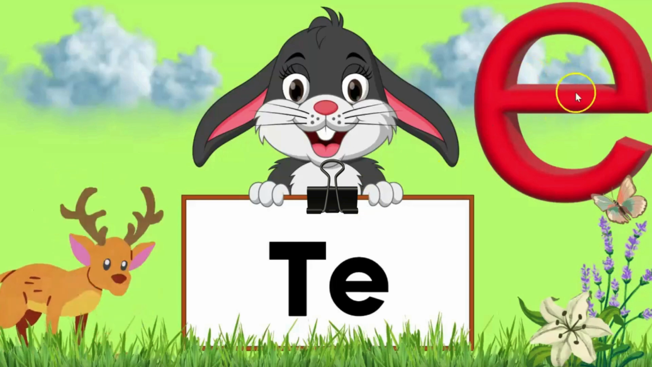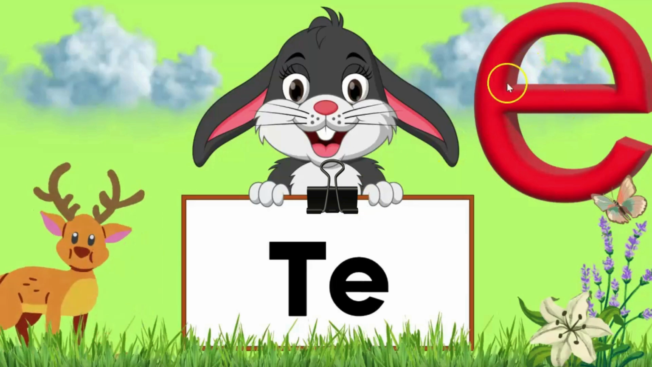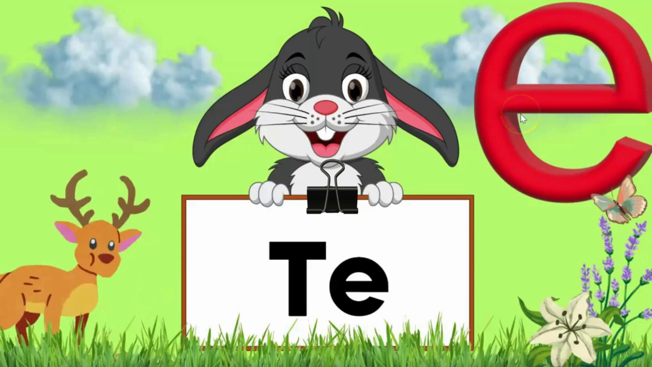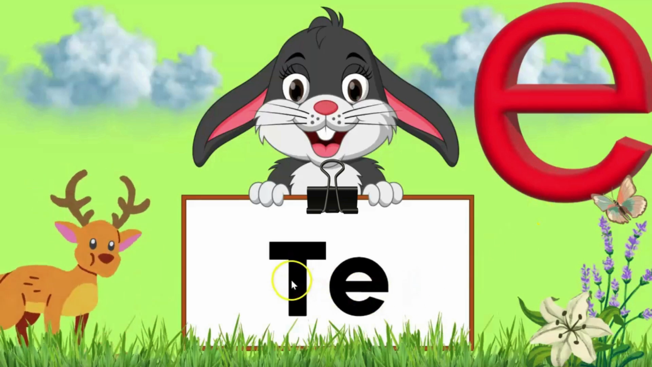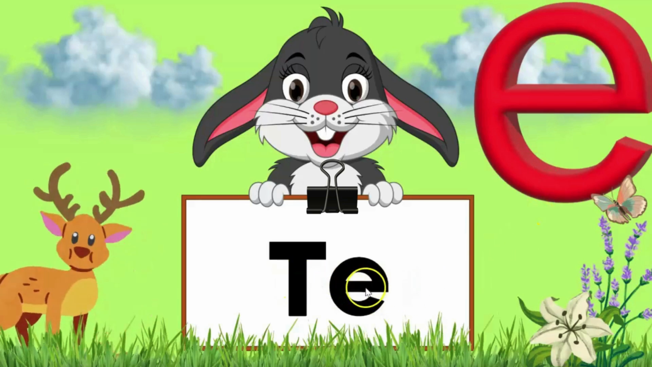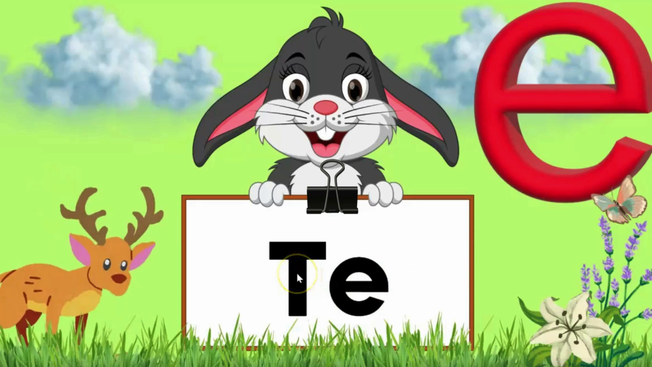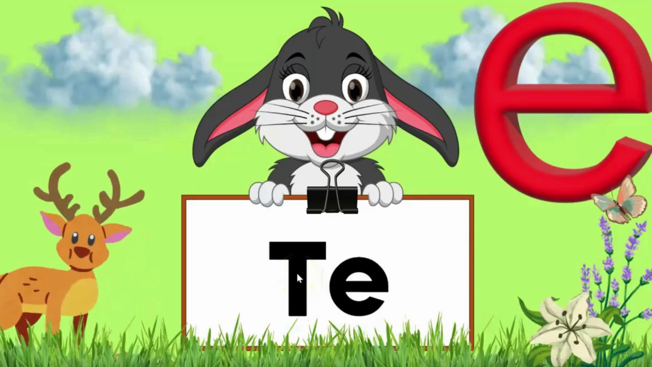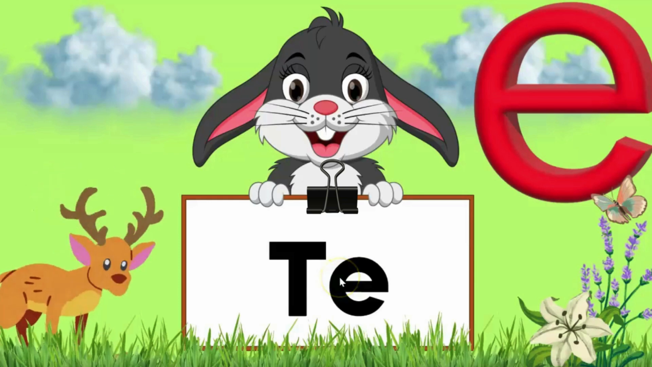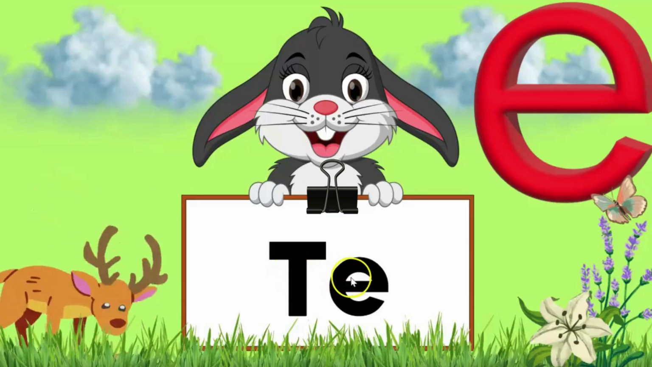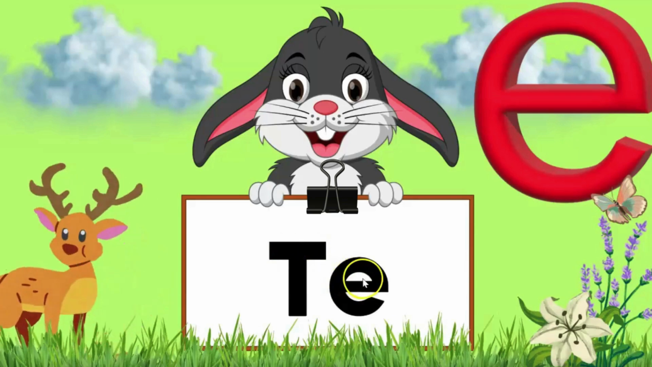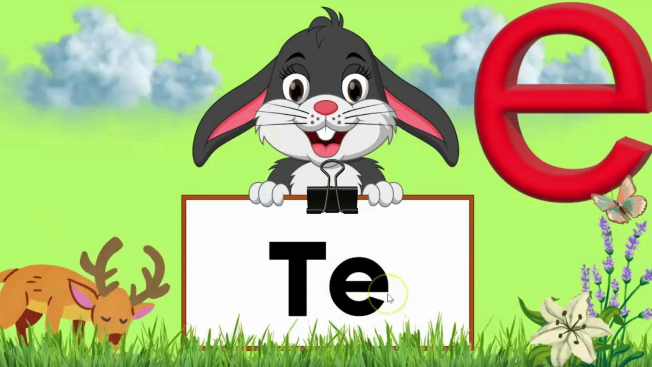Now this is vowel E. E says eh, eh, eh. Now let's make the two sounds one by one and then together. The T says t, t, t. The E says eh, eh, eh, t, eh, t, eh, te.